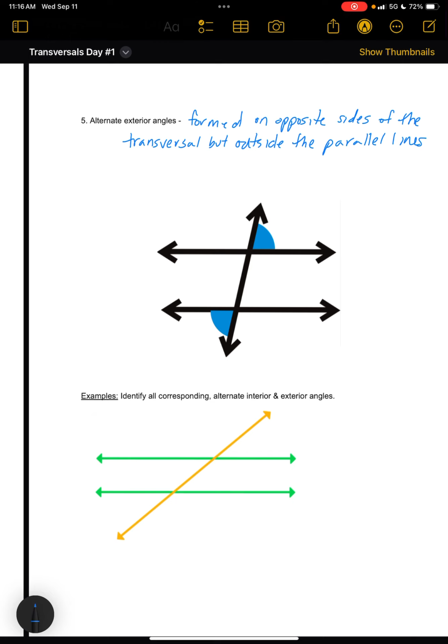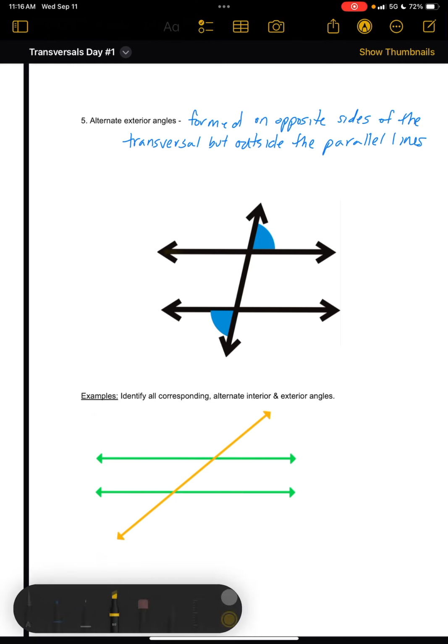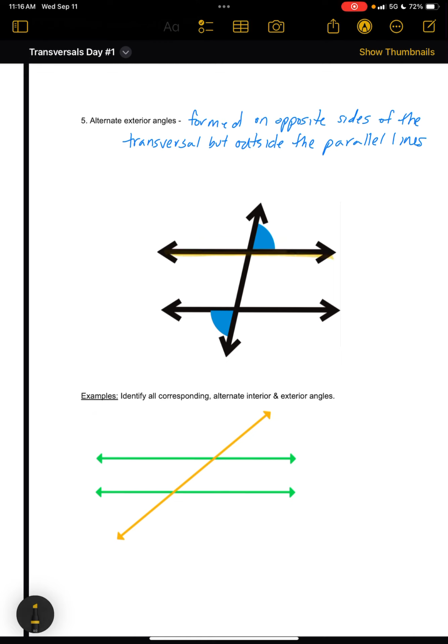All right, so again, let's highlight our parallel lines. Parallel line number 1, parallel line number 2, right? Those are our 2 parallel lines.